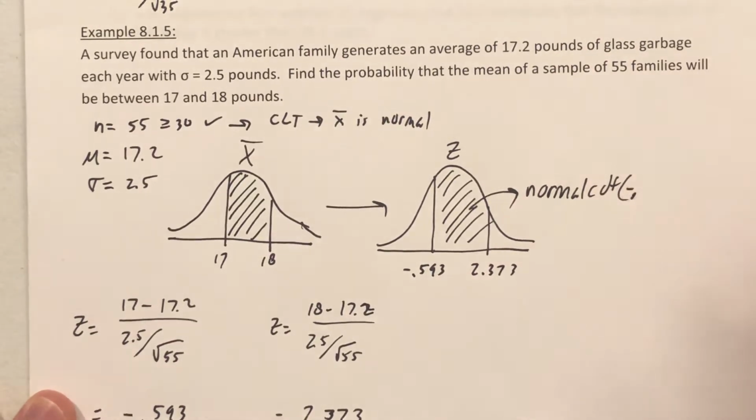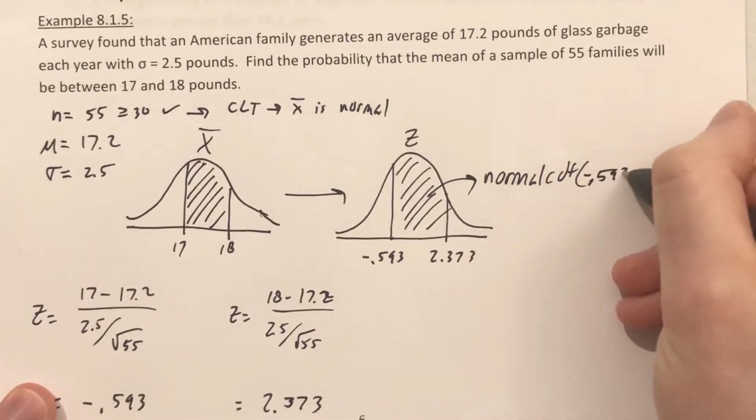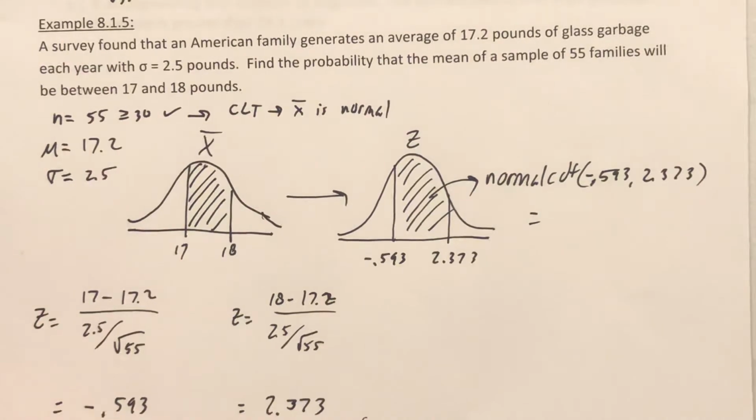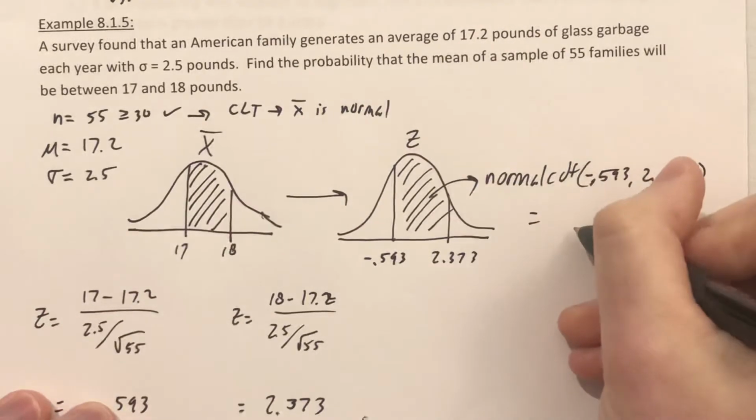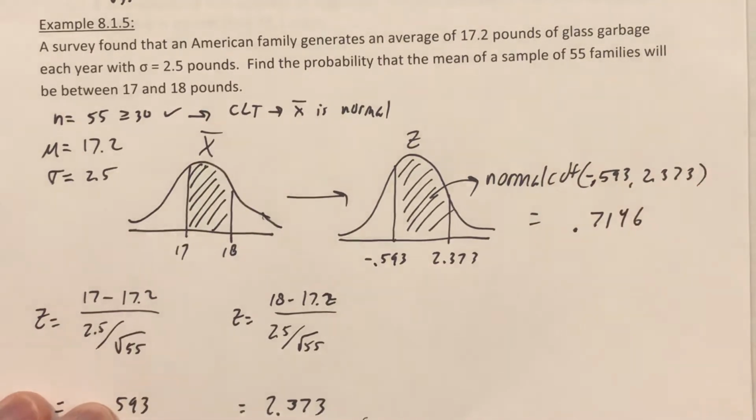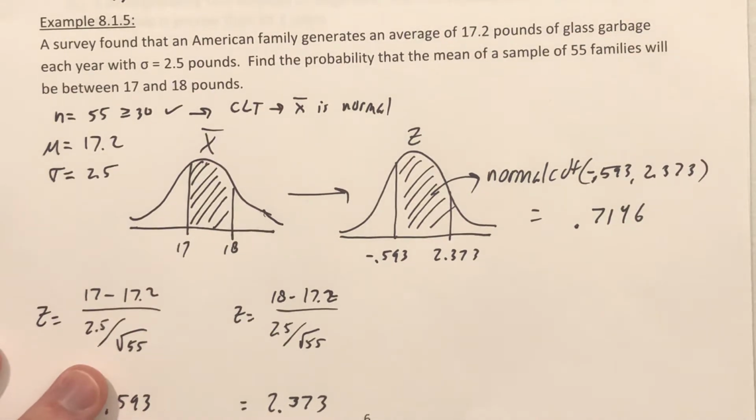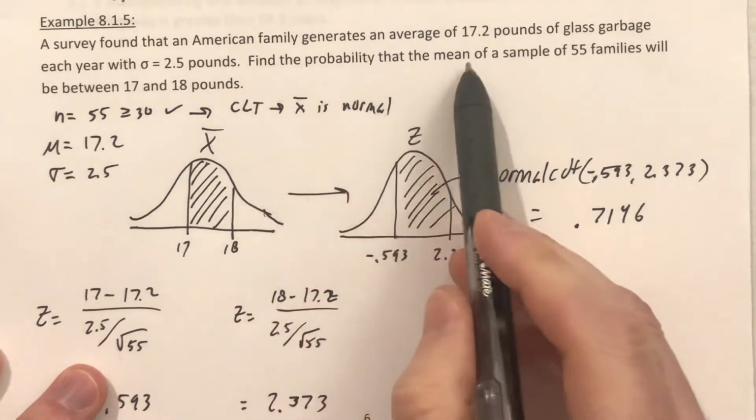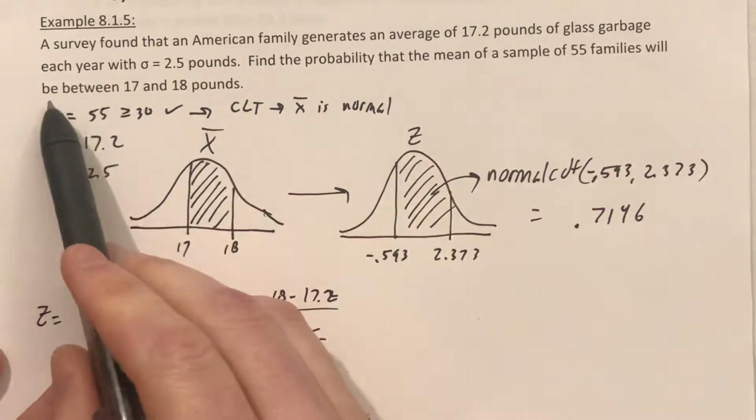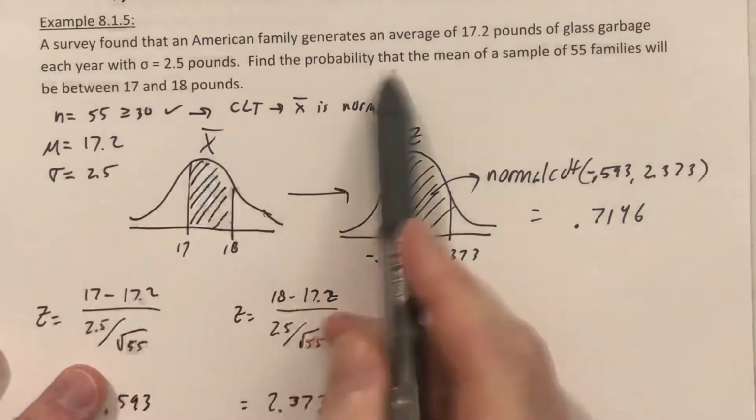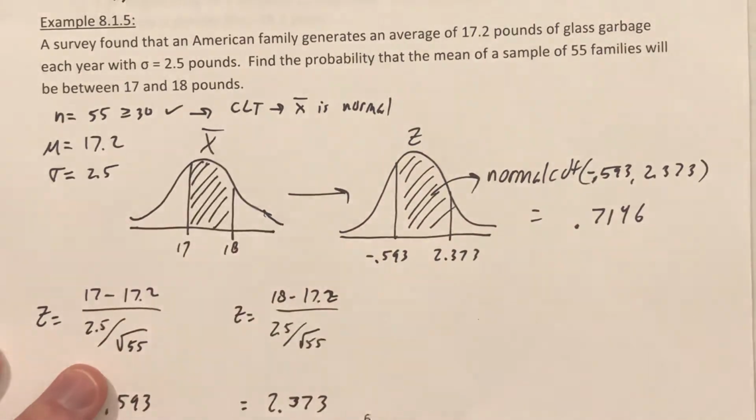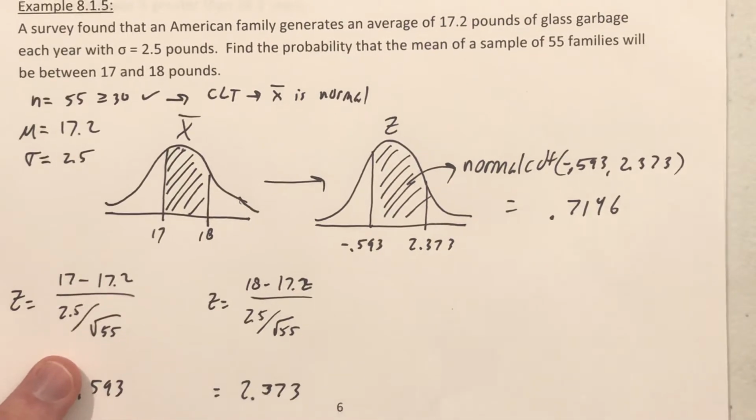So we can put normal CDF negative 0.593 to 2.373, and come up with 0.7146 if we round. And not writing the sentence here, but this is the probability. Again, you just rephrase the sentence. The probability that the mean of a sample of 55 families will generate an average of 17 to 18 pounds is 0.7146.